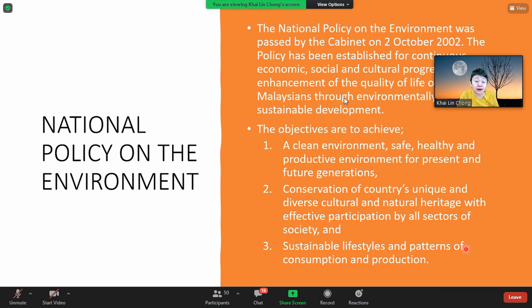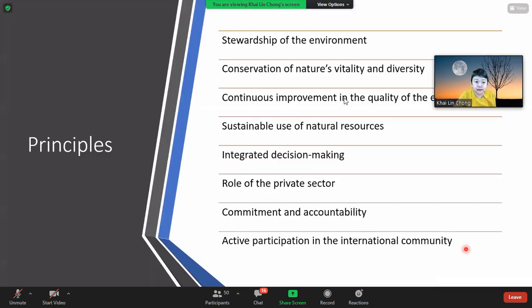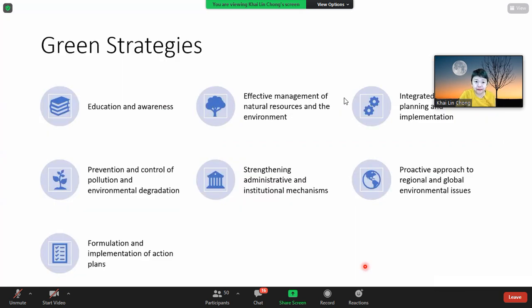Okay. Bukannya pembaziran, tetapi sustainable lifestyle. Tak adalah kata, okay, time kita nampak lagi ada ayam, all these things. But then coming into next, mungkin ayam yang kita kena makan pun semua kena frozen, all this. Alright? Okay. So the principles for this is stewardship of the environment, conservation of the natures, continuous improvement, sustainable use of natural resources, integrate the decisions making, the role of the private sectors, commitment and accountability, and the active participations in the international communities. Right?